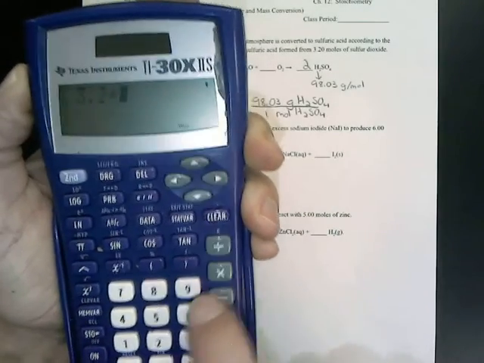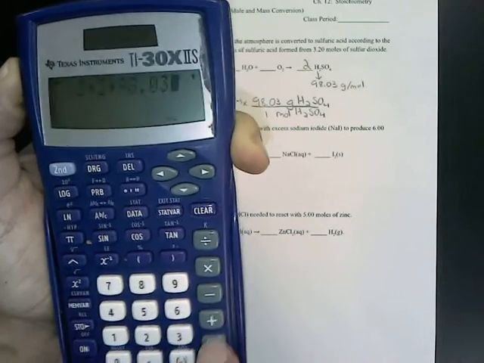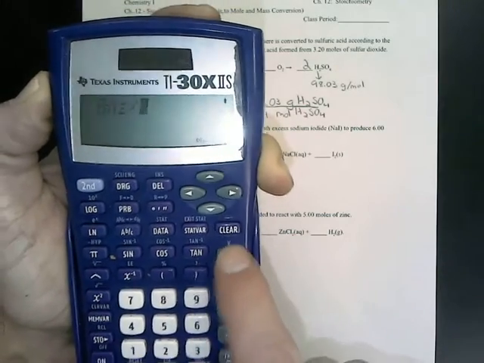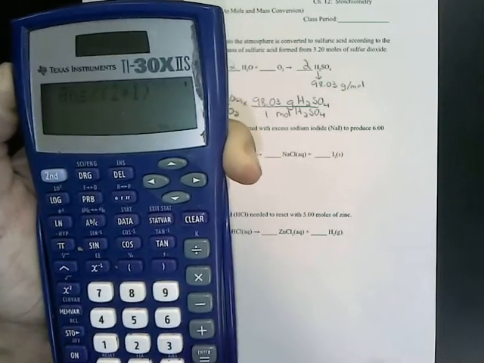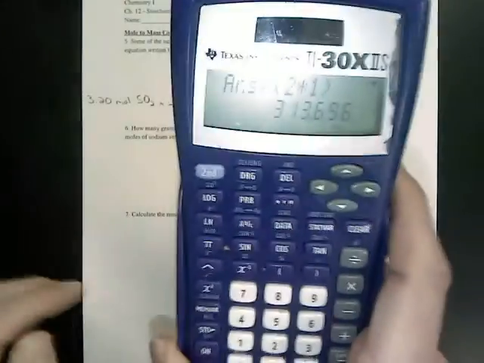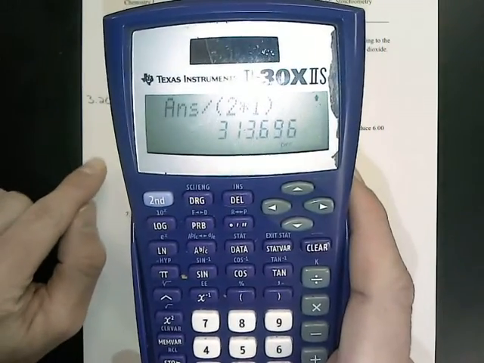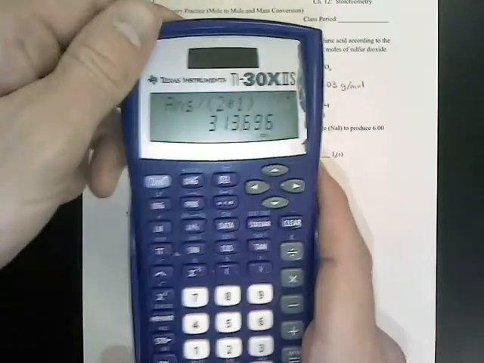times 1. So 3.2 times 2 times 98.03, and then we divide that by 2 times 1. And we get our value here, and we can round this. I'm going to round this to 314 grams of sulfuric acid.